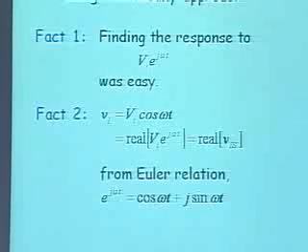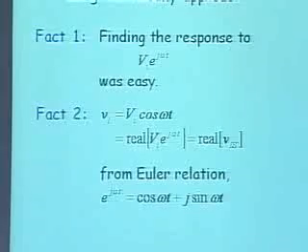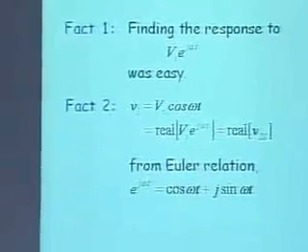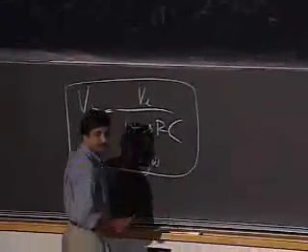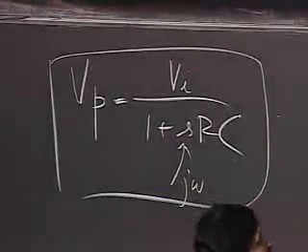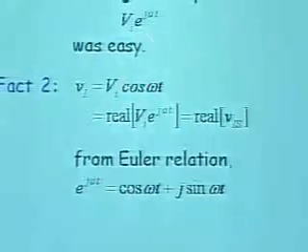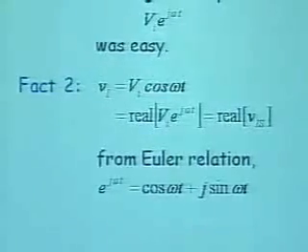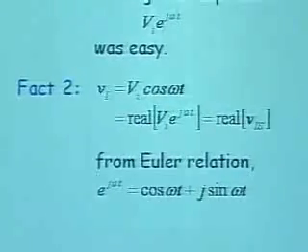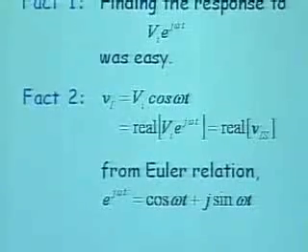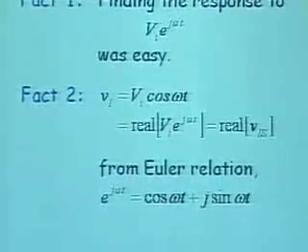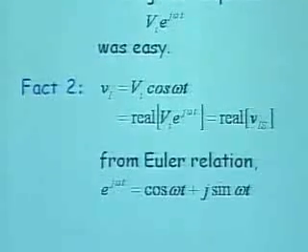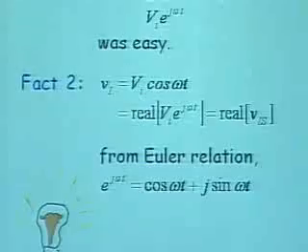Okay? So a light bulb's beginning to go off. So the first fact was that finding the response to VI e to the j omega t was easy. And the response was this, right? Times e to the j omega t. That was easy. All right? And the second part is that the real part of this is VI cosine omega t, which was our input. So to draw the connection between 2 steps, finding the response to VI e to the j omega t was easy. The real part of that was the input we cared about. Okay, our light bulb's going off.